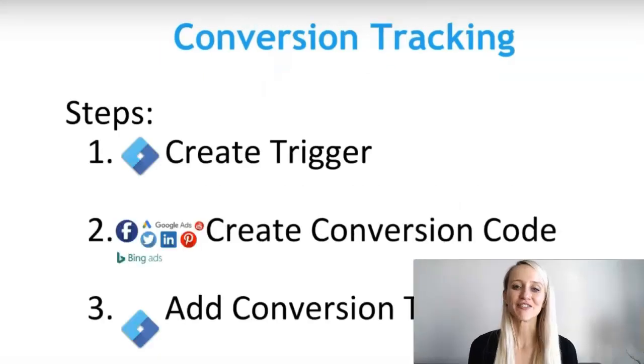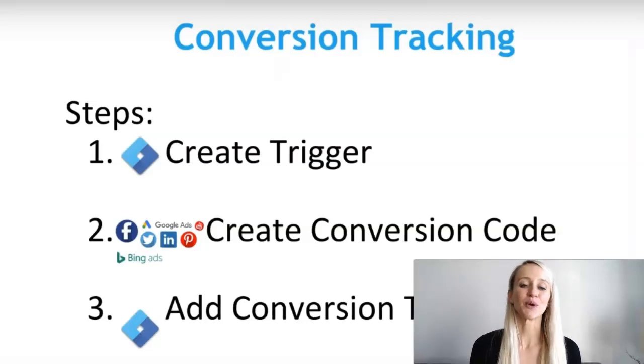And then you'll need the conversion advertising code. So for example, in this example, I'm going to be showing you how to set up conversion tracking when you're running Google Ads. So to recap the steps, we're going to go ahead and create the trigger. Then we'll go ahead and create the conversion code. And then we're going to go ahead and add that conversion code to our tag manager in Google.